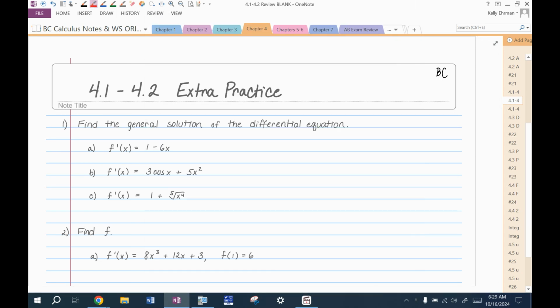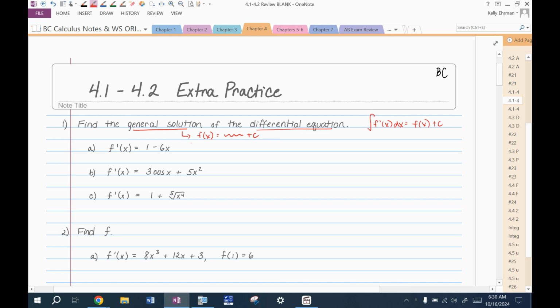All right, starting with the first problem here, it says find the general solution of the differential equation. So remember, all of these equations are derivatives. They all say f prime, but they could also say dy dx. But the general solution to the f prime equation is find the f of x equation, and it'll be equal to something plus c. And that's because the integral of f prime of x dx is equal to f of x plus c.